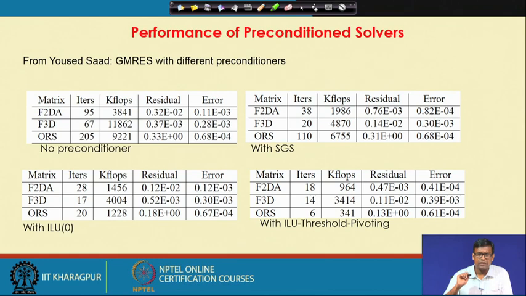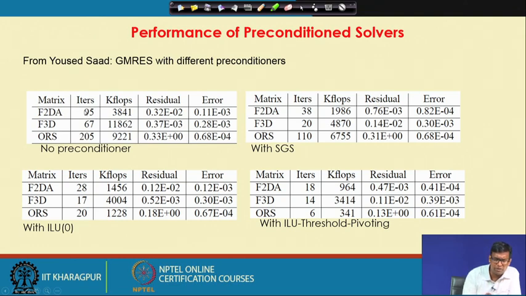And we can see from Yousef Saad's book what is the effect of the preconditioner, what is the advantage when we apply a preconditioner. GMRES is applied over 3 different matrices. One is a finite difference 2D matrix, a pentadiagonal matrix obtained from finite difference over a 2D geometry. Another is a septadiagonal matrix obtained from finite difference over a 3D geometry, and an ORS, which is on an unstructured geometry. In the first, when we do not apply any preconditioner, this is a little larger matrix, 100 by 100 type of matrix.